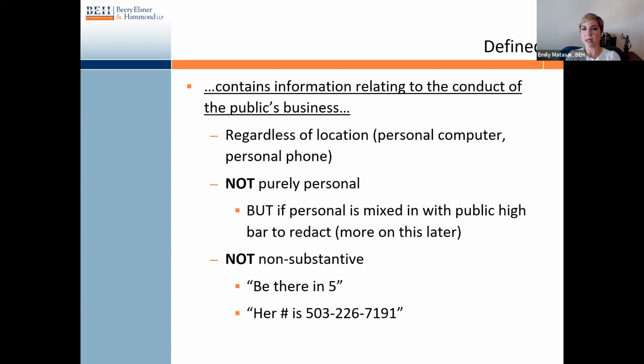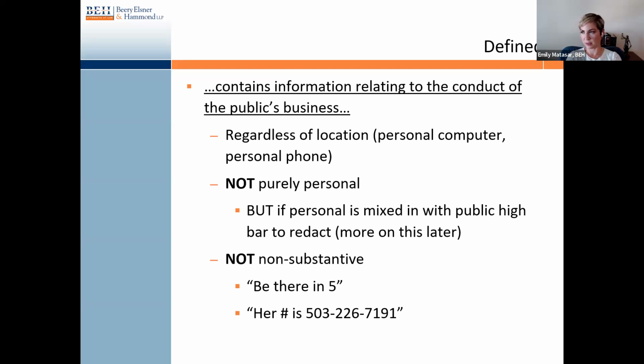So let's move to the second element, which is contains information relating to the conduct of the public's business. And that's kind of hard to qualify or to define, right? If it contains information relating to the conduct of the public's business and otherwise qualifies as a public record, then it is a public record. But what does that mean? It sort of means it relates to your work or the work of your city.